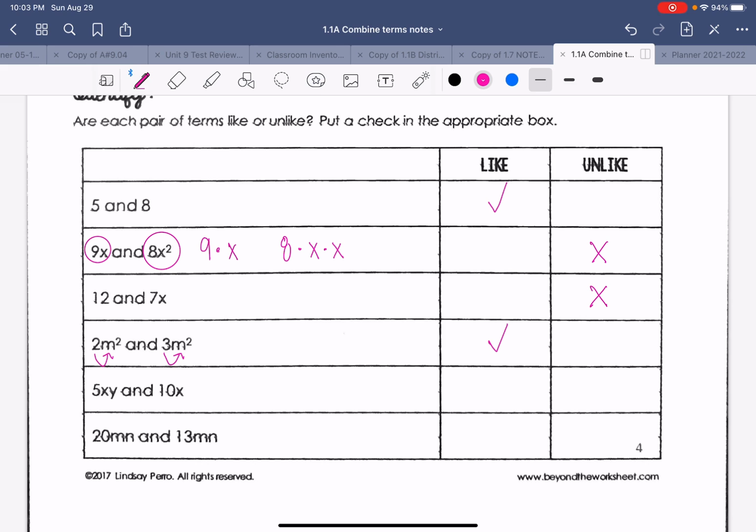We have a 5xy and a 10x. So this one's a tricky one, okay? Yes, 5xy has an x in it, just as 10x does. But because there is no y right here, those are not the same term, okay? That 10x needed to have that y tied on with it for it to be alike. So because it doesn't, these are not alike terms. And last but not least, we have 20mn and 13mn, and these are alike.